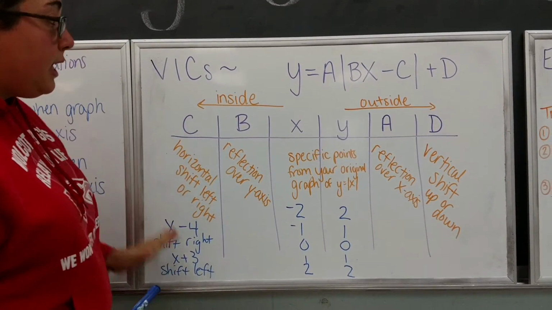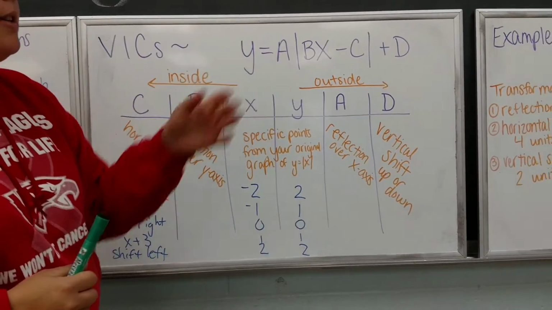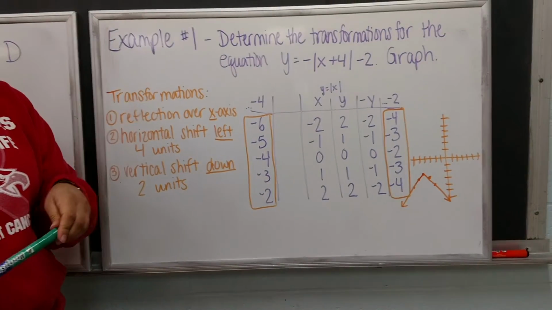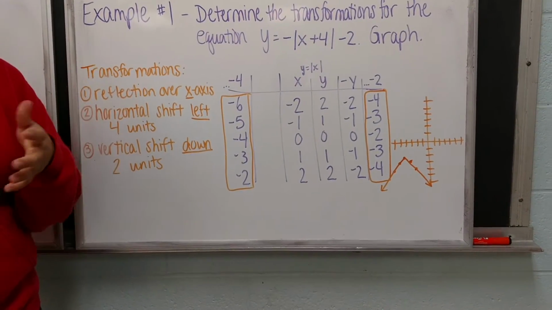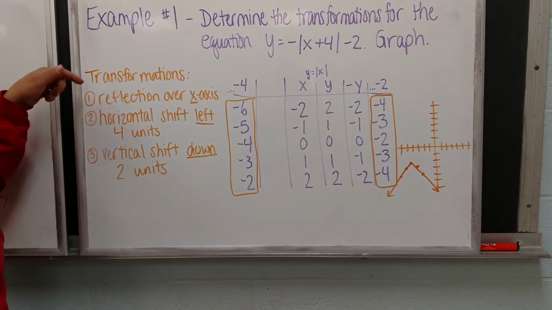When we put all this together, it helps us move our graph and transform it in different ways. So here's an example. For example 1, determine the transformations for the equation y equals negative the absolute value of x plus 4 minus 2, and then we also want to graph it. Our transformations go in order of how we see them.